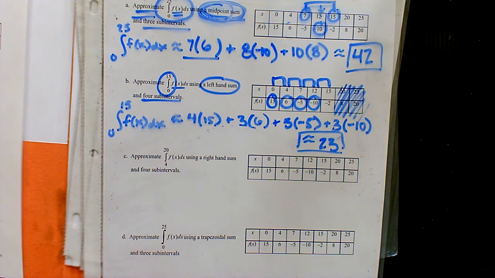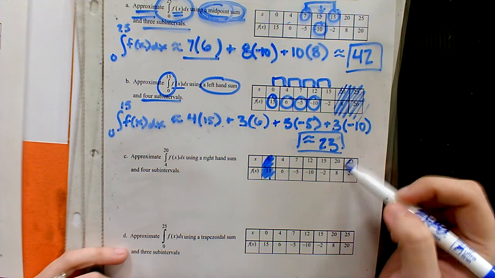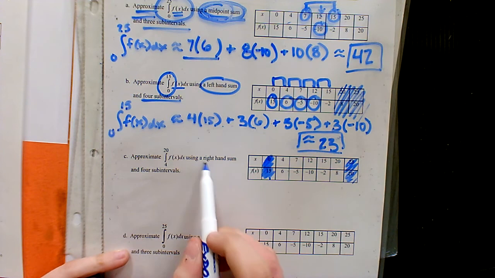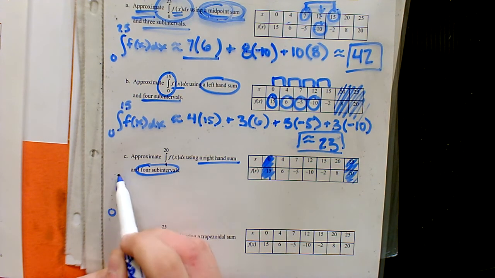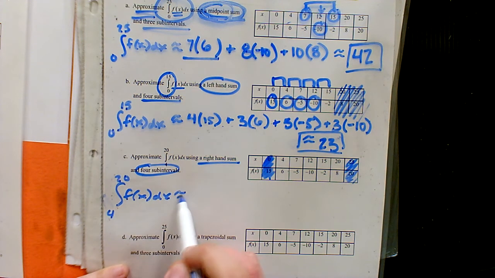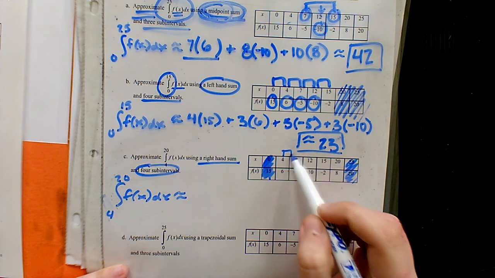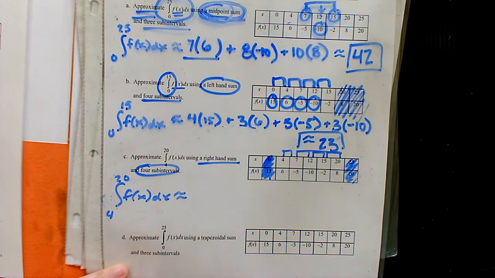All right, let's try the next one. Approximate the area from 4 to 20. So we're going to ignore 0 and ignore 25. Use a right Riemann sum with 4 subintervals. All right, we'll go from 4 to 7, 7 to 12, 12 to 15, 15 to 20.